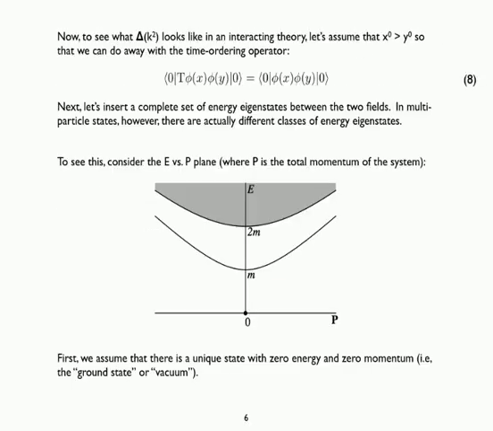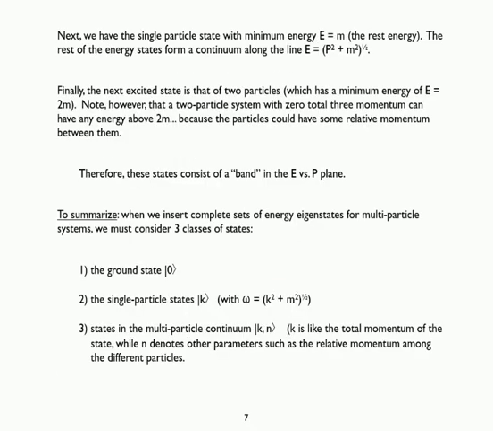We were assuming that we have a unique state with zero energy and zero momentum, and we're going to call that the vacuum. So we have a vacuum state, and then we have the higher order states: the single particle state, and then the 2-particle state, which is that mess. The single particle state has minimum energy equal to m. The energy goes like the square root of p squared plus m squared. And this is just all saying what I just said.